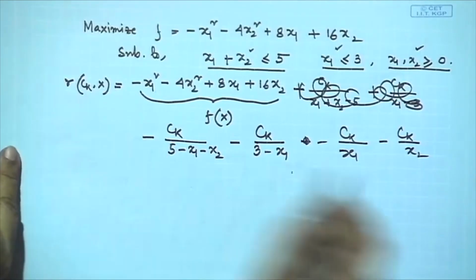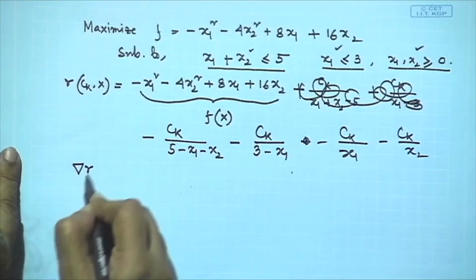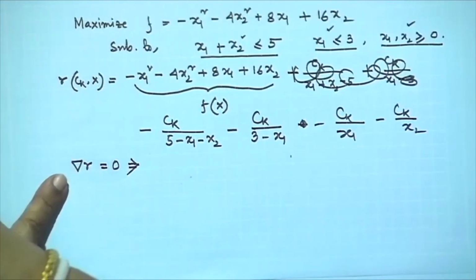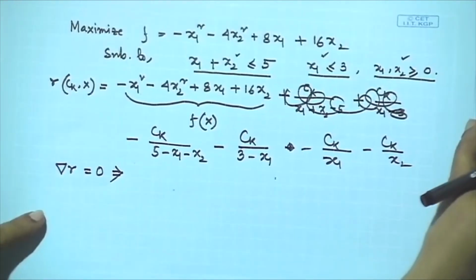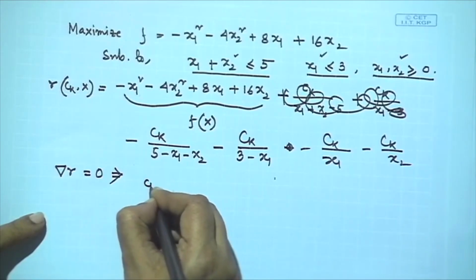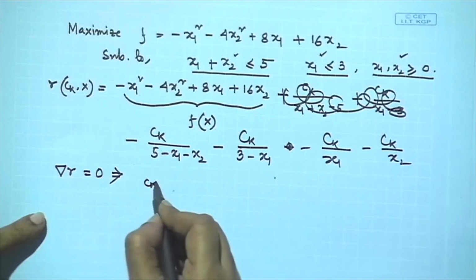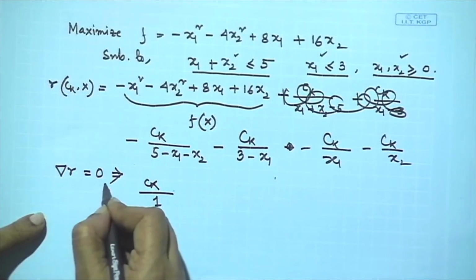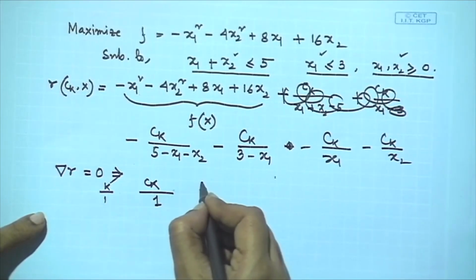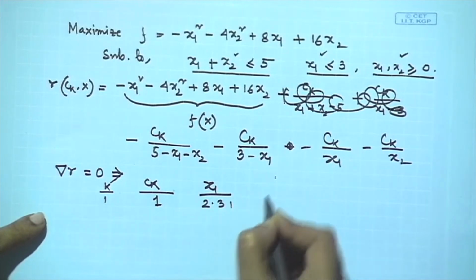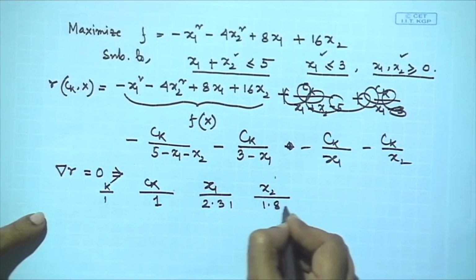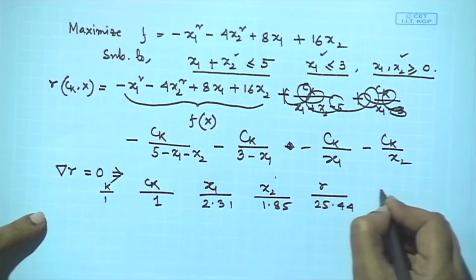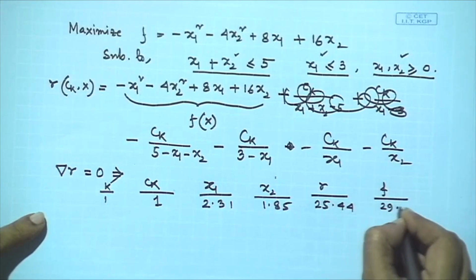Now, this is one unconstrained optimization problem. You find the value where grad of r is equal to 0. If we equate, we will get a relation between x1, x2 and ck, and for different values of ck we substitute and get the values. We are starting from the point (1, 1), and for the first iteration, k equal to 1, we consider ck equal to 1. We will get x1 as 2.31, x2 as 1.85, r as 25.44 and f as 29.054.